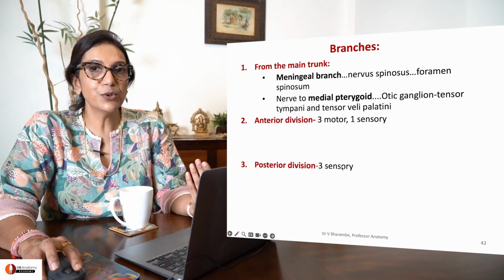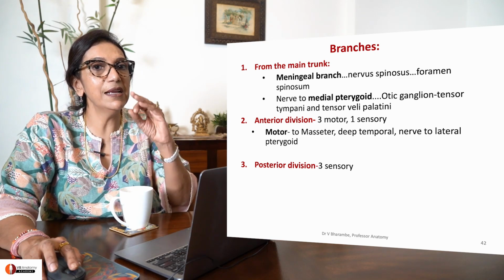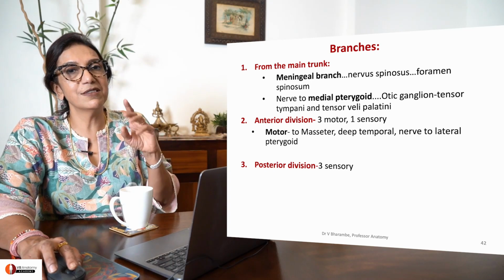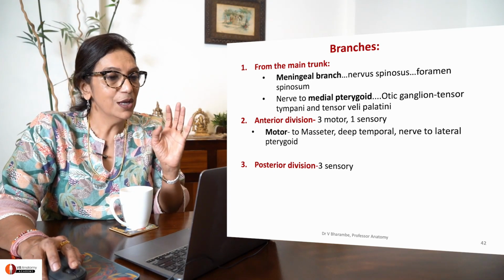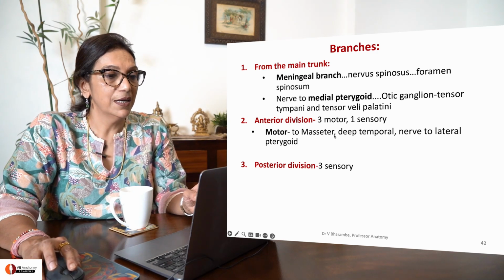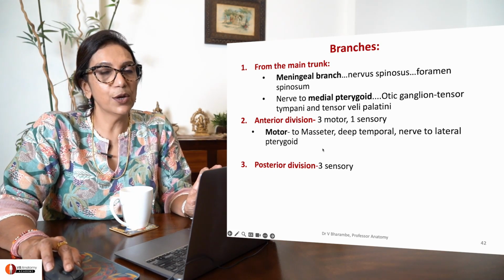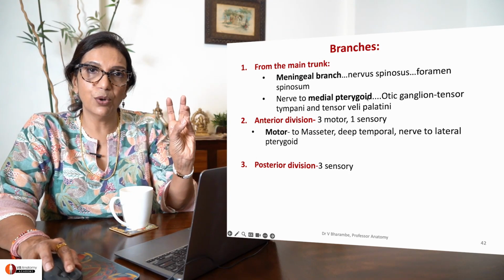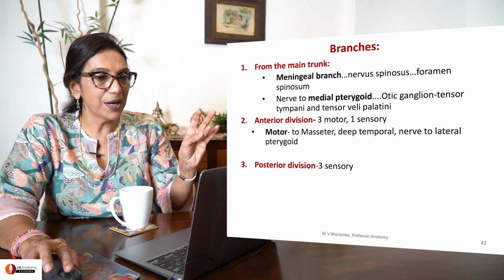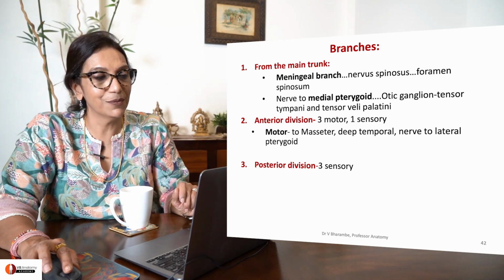What about anterior division, posterior division? Anterior division gives rise to 3 motor branches. That means 3 nerves that supply muscles. Which muscles? You know that trigeminal nerve supplies 8 muscles, okay? So the 3 muscles supplied by this anterior division are nerve to masseter, deep temporal supplying the temporalis, and nerve to lateral pterygoid. So did you see that? Nerve to medial pterygoid, tensor tympani, tensor veli palatini, masseter, temporalis, lateral pterygoid. 6 muscles are already supplied by mandibular nerve.